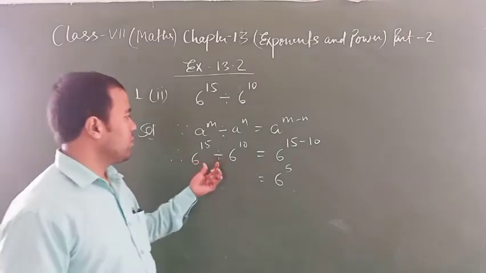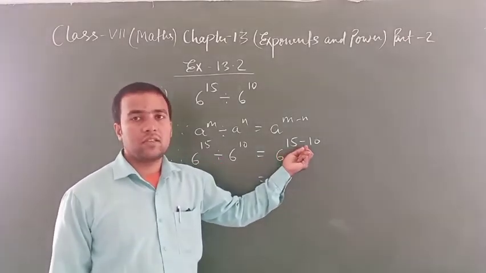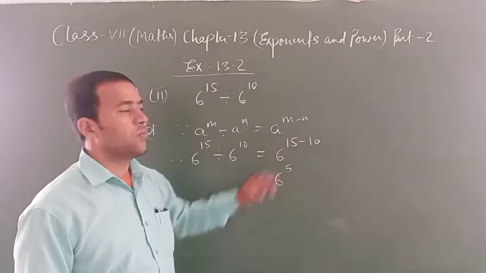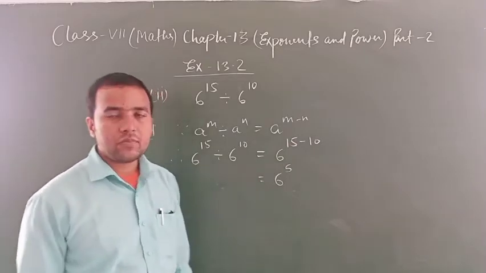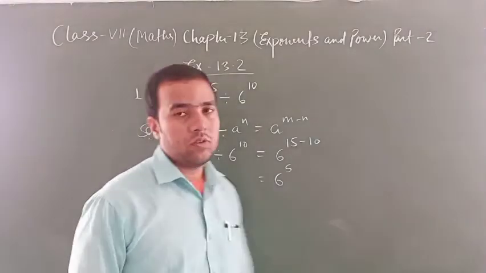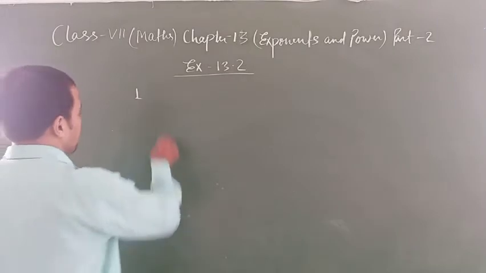The base is equal, but here the divide sign is there, so we do minus. So 6 power 15 minus 10, so 6 power 5. Clear? Note down this, the first page.